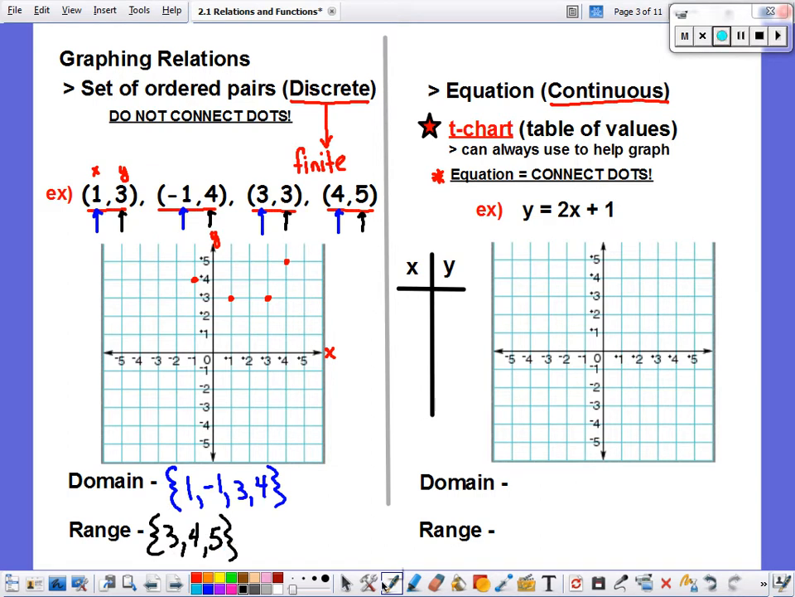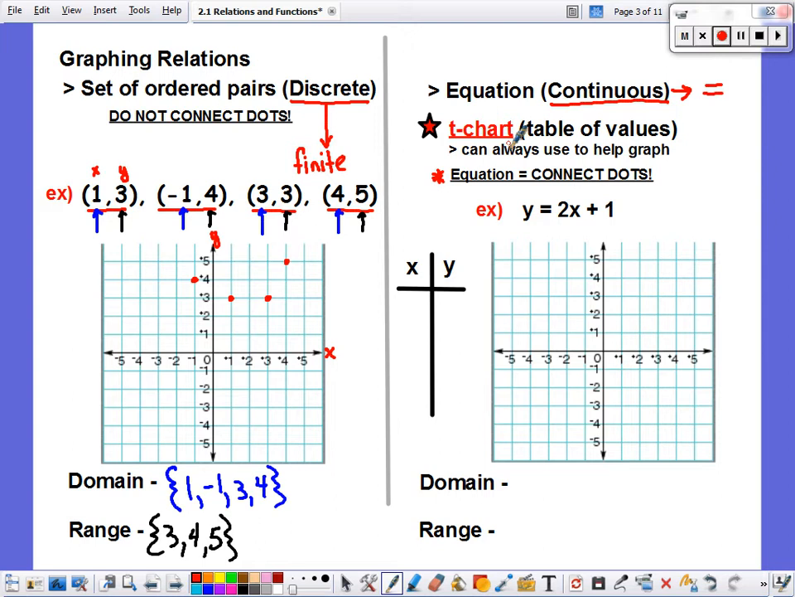The ones that give us a little bit more trouble are the continuous ones. Now first off, continuous: how do I recognize it's continuous? Continuous has an equal sign. If it's an equation, then it's going to be continuous. If it doesn't have an equal sign, there's a good chance it's going to be discrete. Now, what tool can we always use to help us graph really any equation? And that is a t-chart. That's something we're going to be using a lot in Algebra 2, a t-chart, to help us out.